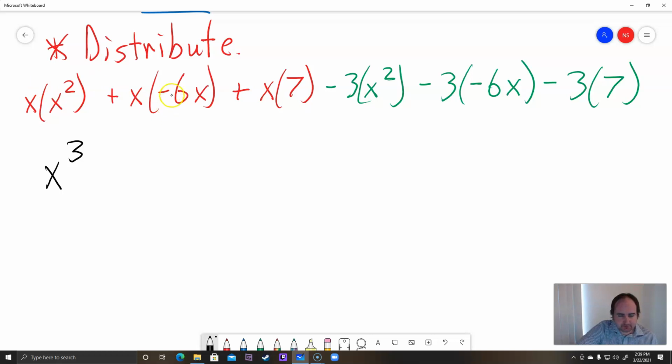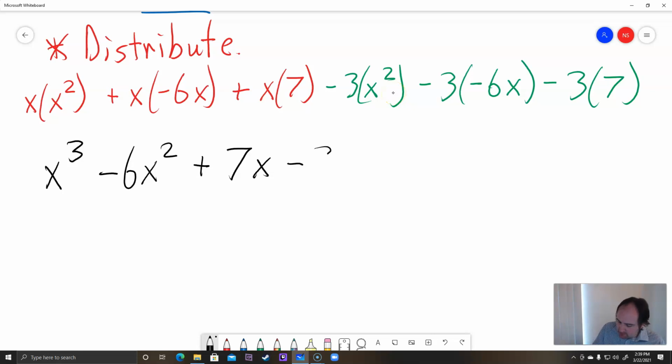For the second term, negative 6 times x is x squared, so we have minus 6x squared. For the third term, x times 7 can be rewritten as positive 7x. For the fourth term, negative 3 times x squared is negative 3x squared. For the fifth term, the minuses cancel. Two minuses make a plus when you're multiplying.